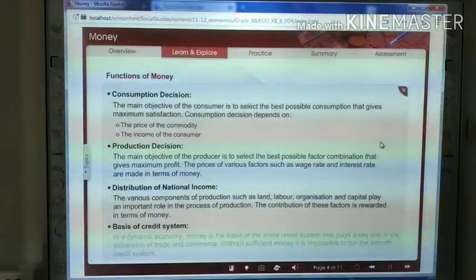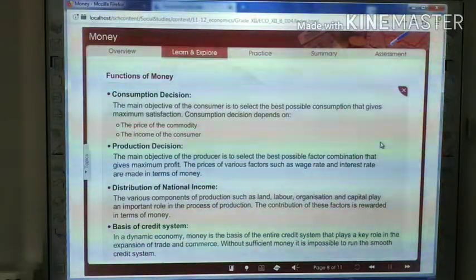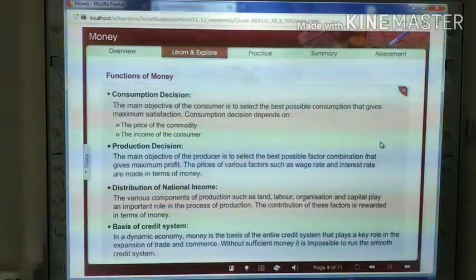Basis of credit system. In a dynamic economy, money is the basis of the entire credit system that plays a key role in the expansion of trade and commerce. Without sufficient money, it is impossible to run a smooth credit system.